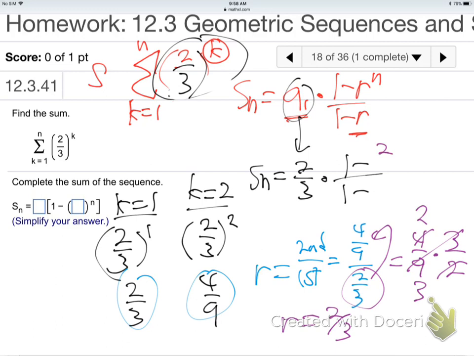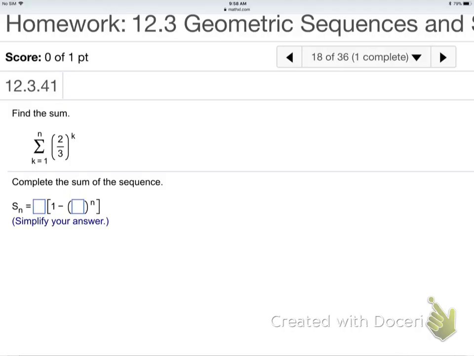So there's my R. So this is 2/3 times 1 minus 2/3 to the n over 1 minus 2/3. A little more room there. That's a mess. We good so far? I'm going to have to do some making that look nicer. Good so far? So I'm going to move that to the fresh screen here, if I can. So where are we at? So we have S sub n equals 2/3.